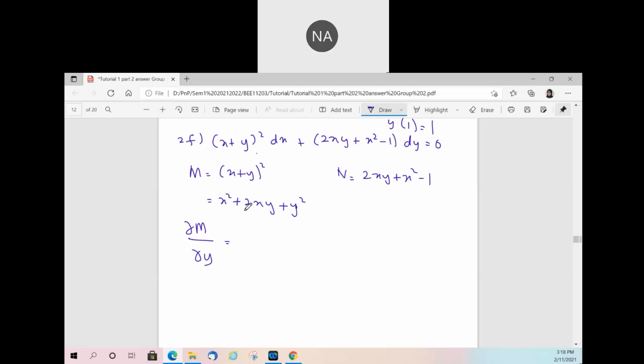Okay, and this one 2xy. So this one we want to differentiate y. So 2x is a constant here. Kita consider this sebagai constant. Then you differentiate y, you get 2x. Then plus, when you differentiate y square, you get 2y.